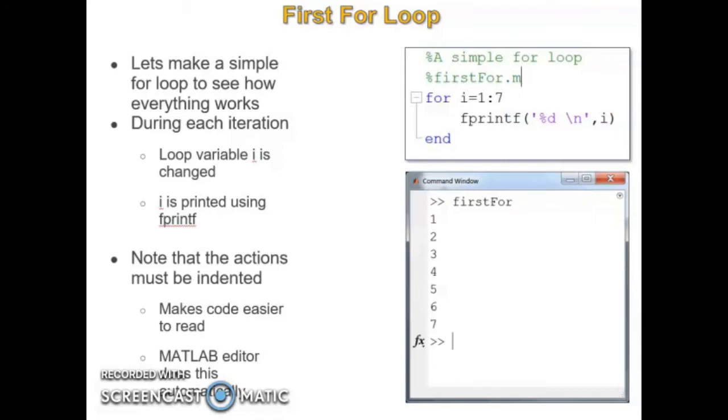Let's make a simple for loop to see how everything works. During each iteration, loop variable I is changed. I is printed using fprintf. Note that the actions must be indented. This makes the code easier to read, and the MATLAB editor does this automatically.